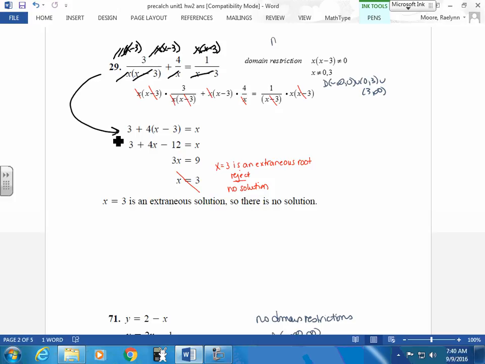Now, when we get down here and we solve, we get x is equal to 3. But we're not allowed to use a 3. That's not in my allowable domain. So therefore, it's an extraneous root. And it's the only solution I had. So not only do we reject it, but we say no solution.